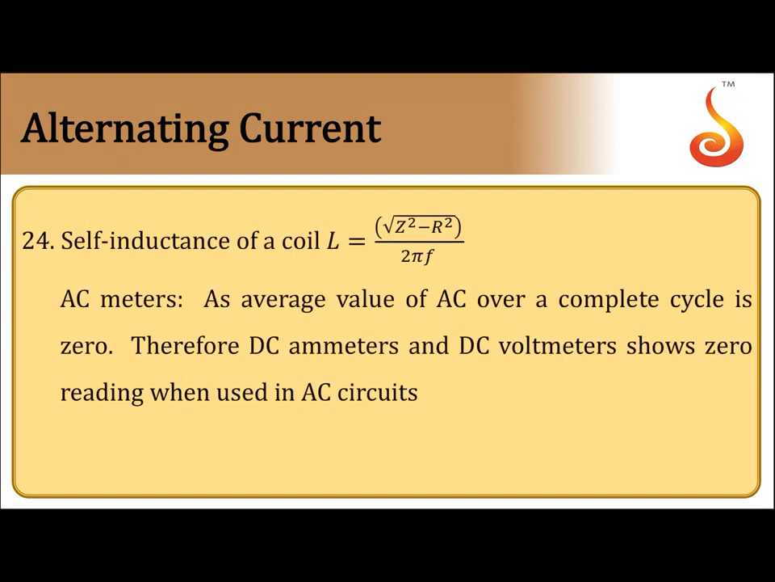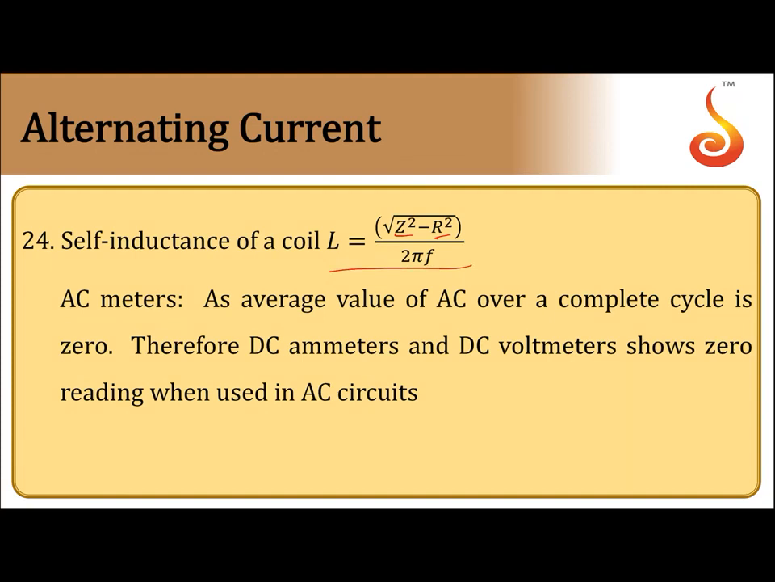Then self-inductance of a coil can be measured by measuring its impedance and resistance. Once you connect it to an AC circuit, measure voltage by current, it will give you impedance Z. Then you connect it to a DC circuit, you will get its resistance. By knowing those two values, you can use this formula to calculate self-inductance of a coil.